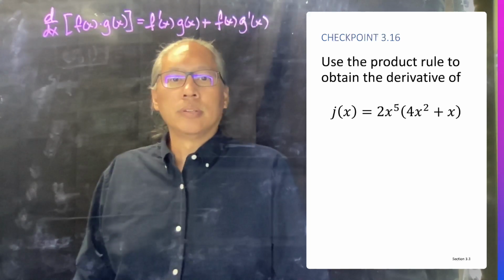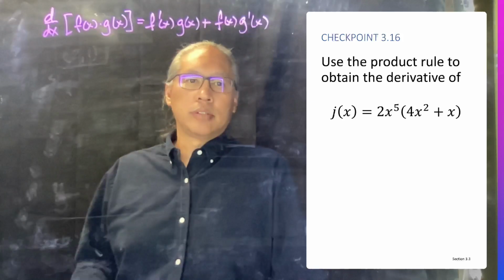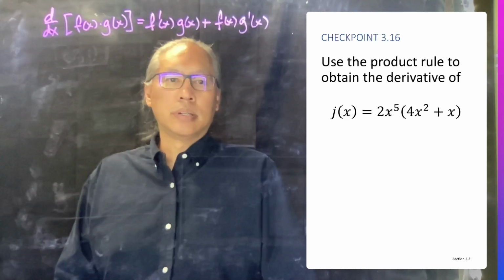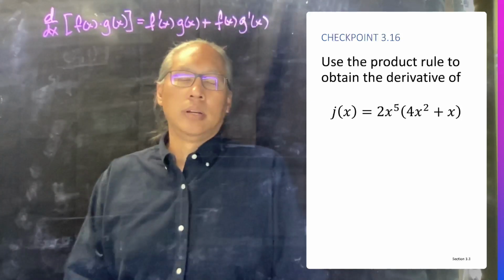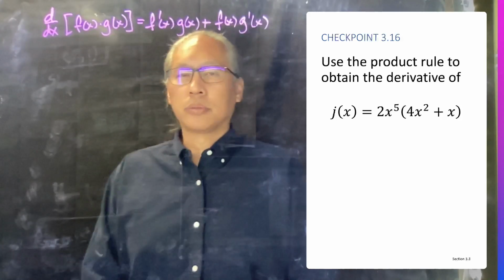Hello, this is checkpoint 3.16 from section 3.3. They want us to find the derivative of this function j of x is equal to 2 times x to the fifth times, in parentheses, 4x squared plus x. And they want us to use the product rule.